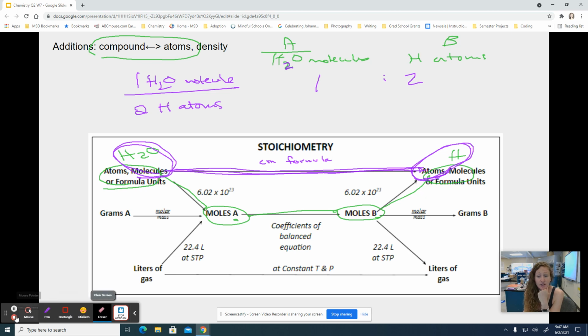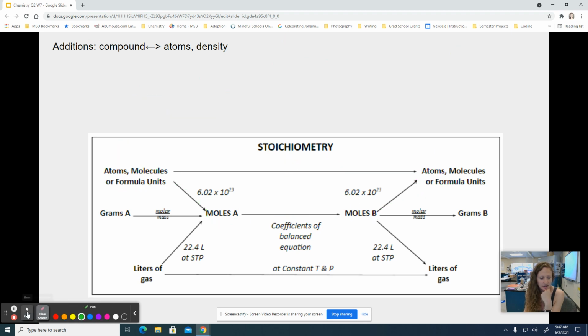A couple other things that are on here. I want to talk about where density would go. We've talked about density as a conversion factor. Density tells you how much of something is in a given amount of space. It's going to be mass of that something over total volume, so we're going to get units of grams per liter. Well, if you notice on here, grams is on here. Yes, it is. Liters is also on here.